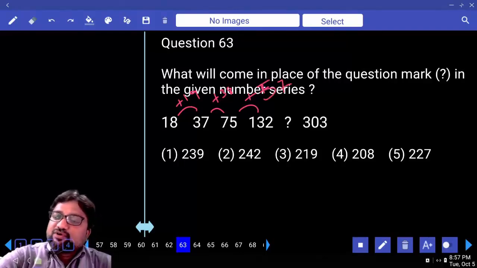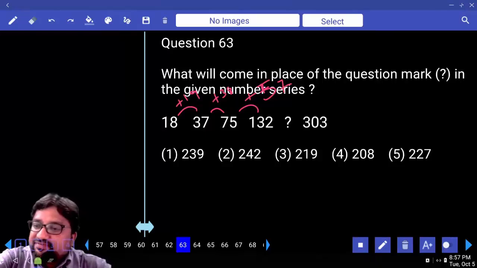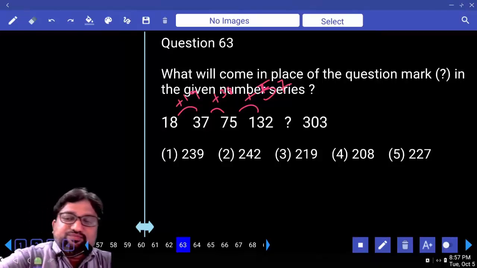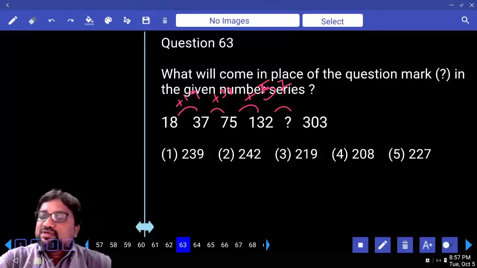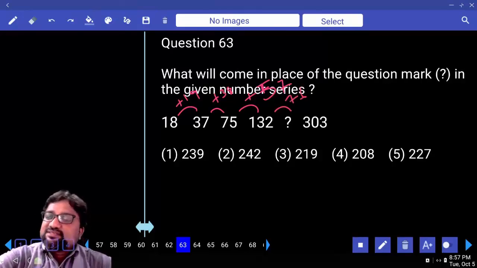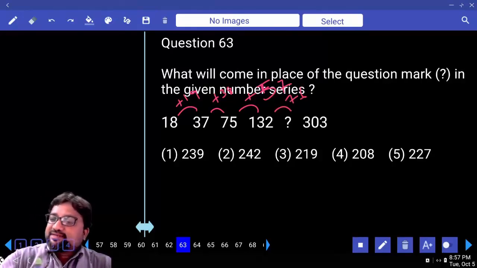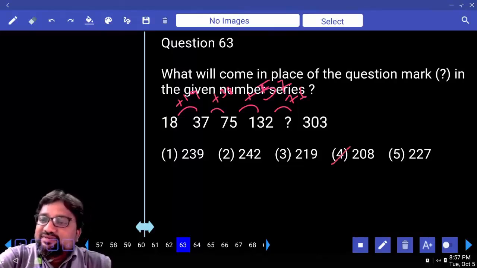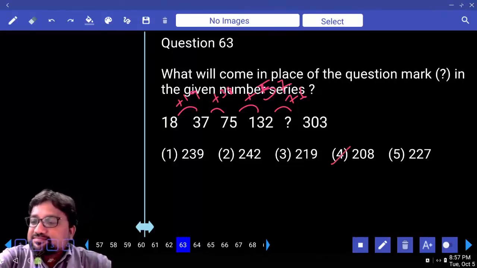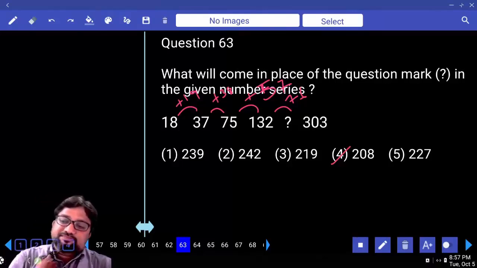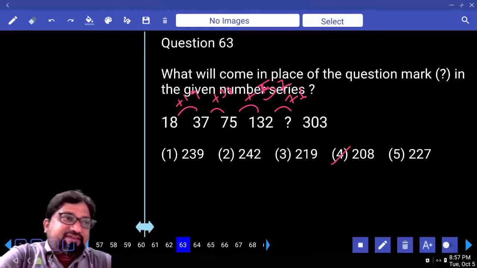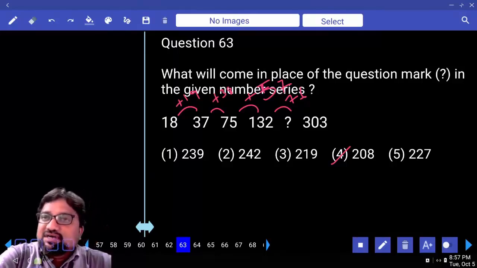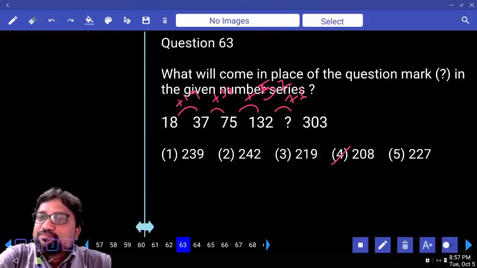Why? Because 75 plus 50 is 125 plus 7 is 132. So 19 ones, 19 twos, 19 threes. What should be my next number? 19 fours, 76. 76 means 208. Understood? 76 plus how much again? Tell me. 95, because 19 5s is 95. Understood everyone? Yes or no?